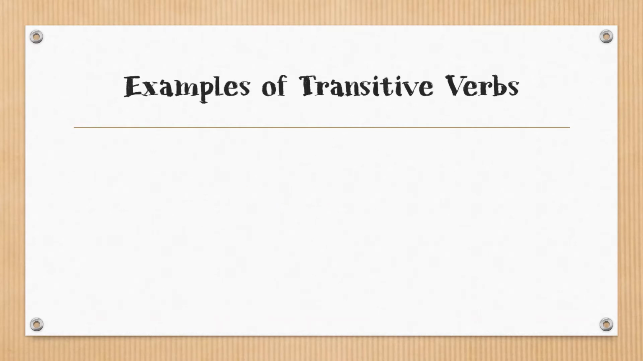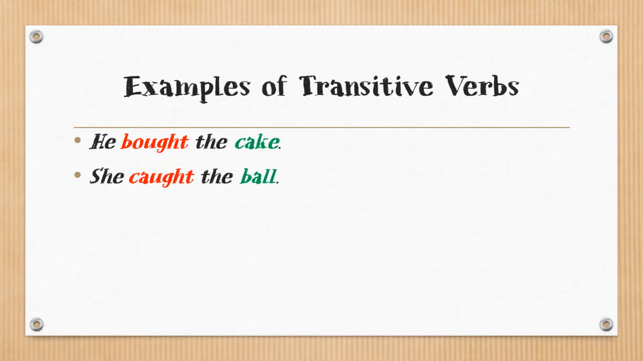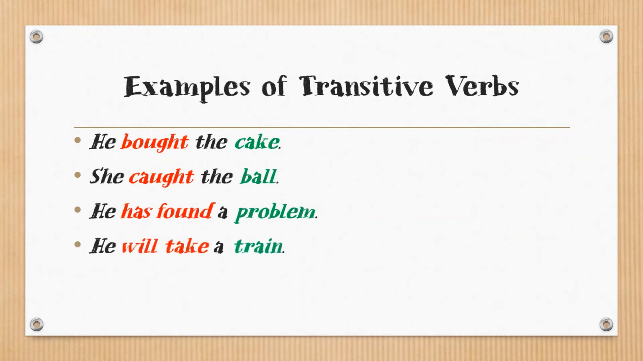So the next one is the examples of transitive verbs. Okay, we have some examples. For example, he bought. Bought, beli. He bought what? The cake. He bought the cake. She caught. Caught what? Caught the ball. He has found what? He has found a problem. He will take what? He will take a train. He is reading. He's reading what? He's reading a letter.